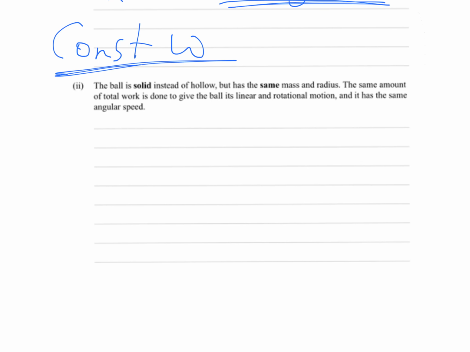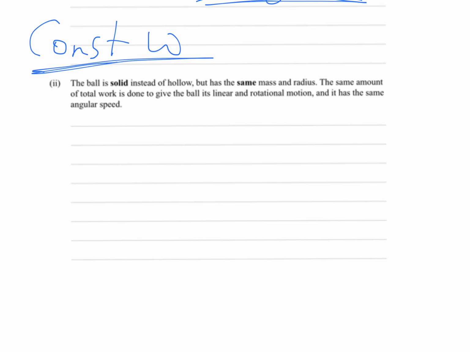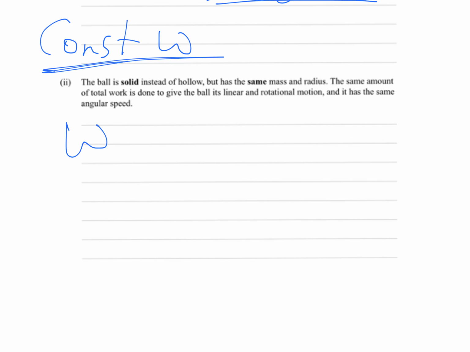Part 2, the ball is solid instead of hollow, but it has the same mass and radius. Okay, the same amount of total work is done to give the ball its rotational motion, and it has the same angular speed. So the only difference in this case is the total work. I'm using the wrong tool. The total work is going to be the same. And remember, work is the energy converted.